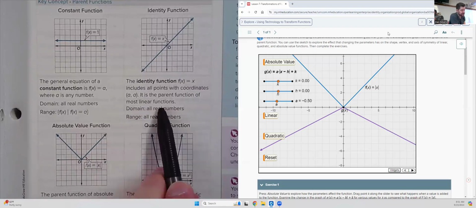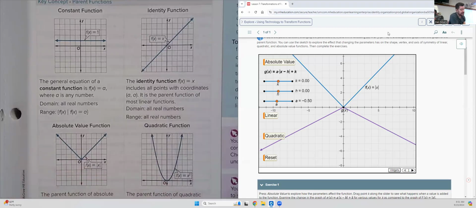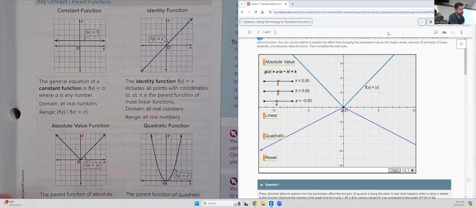It is the parent function of most linear functions, most. The domain is all real numbers, the range is all real numbers. It goes left and right forever, it goes up and down forever, so all real numbers for both of those.